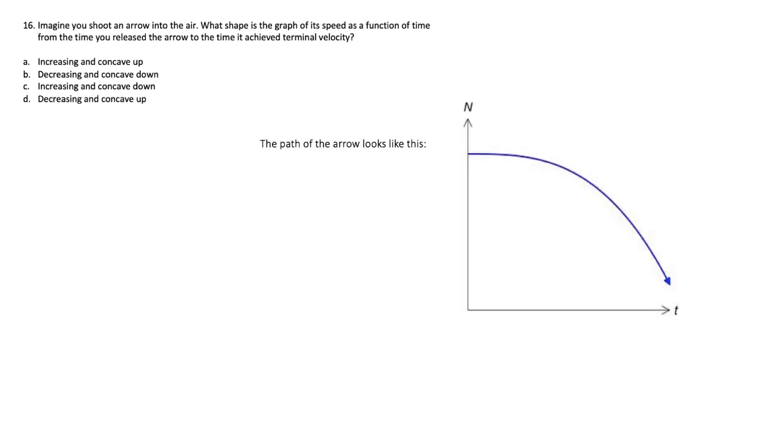Imagine you shoot an arrow into the air. What's the shape of its path? What shape is the graph of its speed as a function of time from the time you release the arrow to the time it achieves terminal velocity? The path of the arrow looks like this. So the shape of the graph of its speed as a function of time is decreasing and concave down.